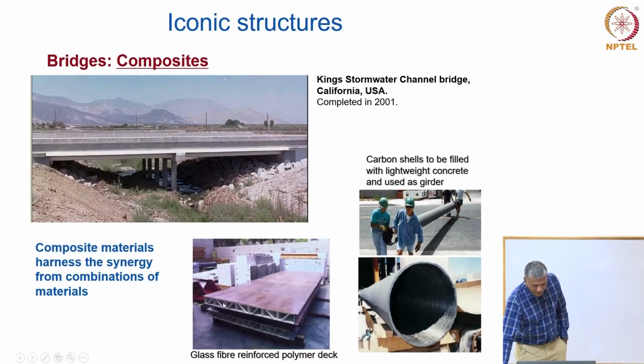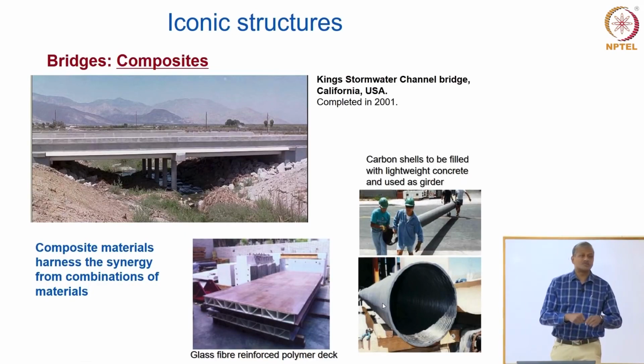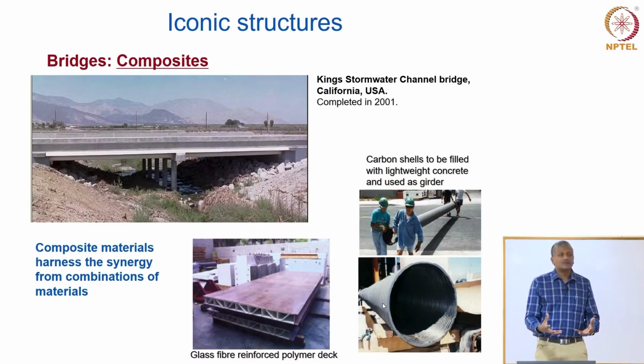You can see here a glass fiber reinforced polymer deck which is used to actually construct this bridge, okay. And these are basically shells of carbon fiber which are then filled with lightweight concrete to be used as girder. So the concrete strength there does not really matter as much because the carbon fiber provides an excellent strength in the direction of bending, and the concrete simply envelopes this fiber and ensures that a proper matrix is made.